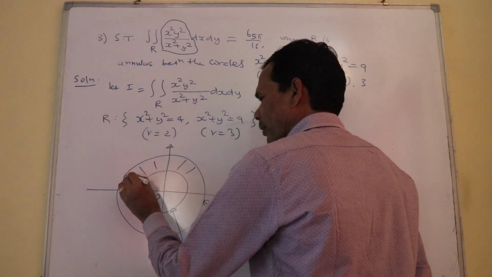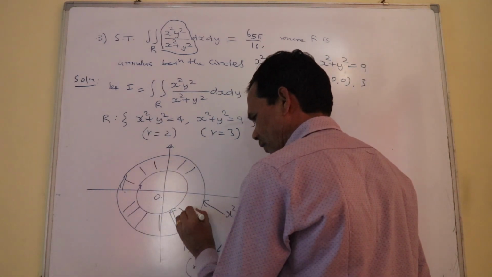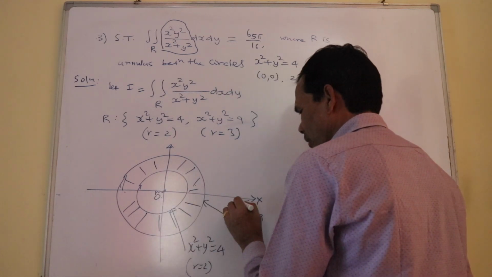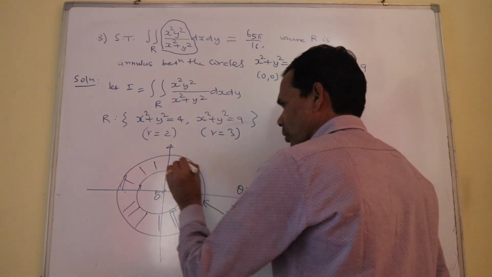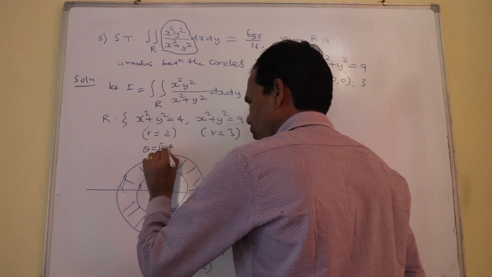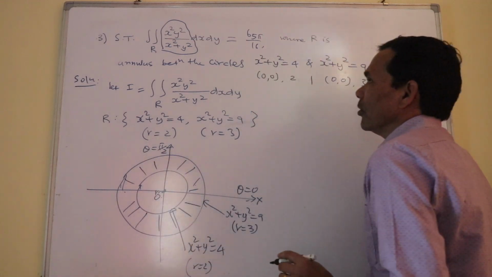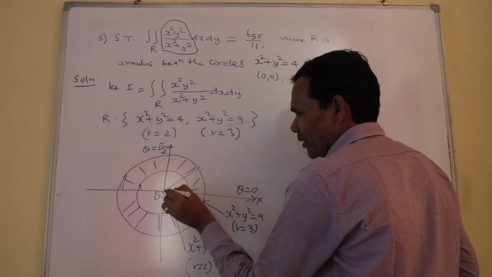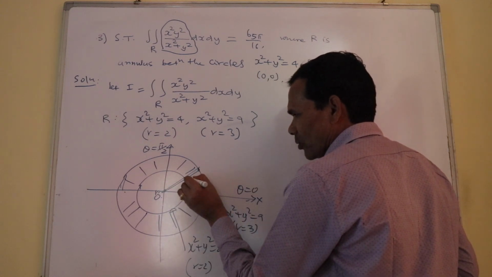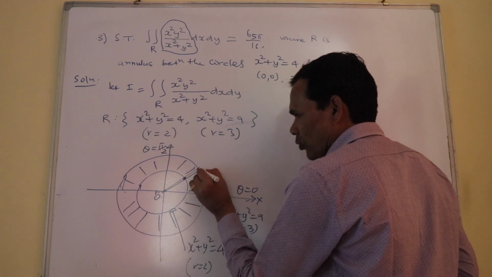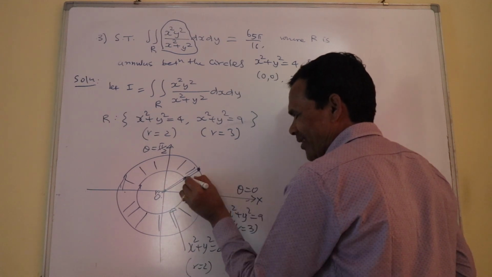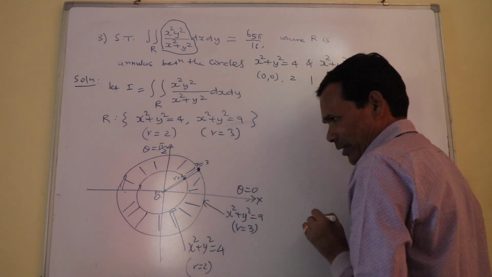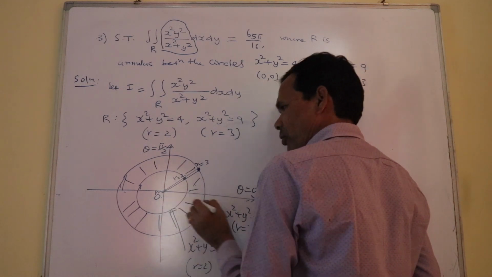So this is the annulus between the circles, and this is r equal to 0, this is theta equal to 0, this is theta equal to pi by 2, and so on. And so you need to draw a strip here. It is this. So this is OPQ. The region exists between these 2 points here. So here r is equal to 2, here r is equal to 3, and here r is equal to 0.